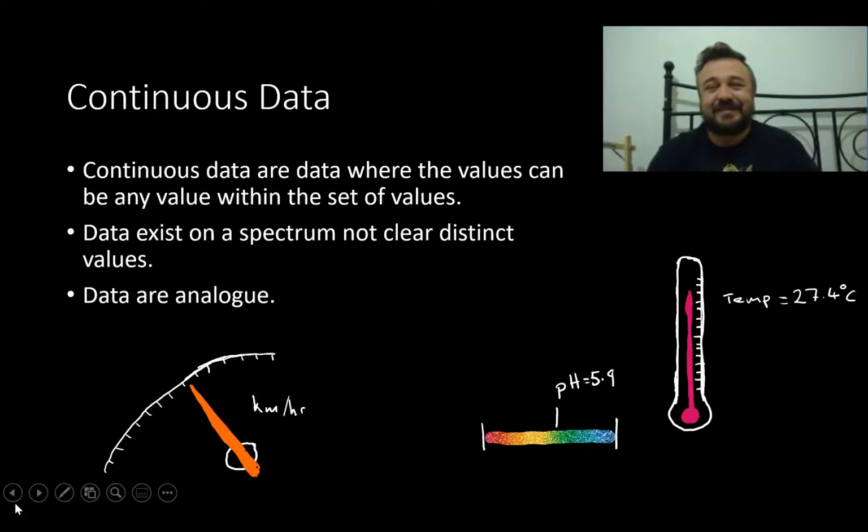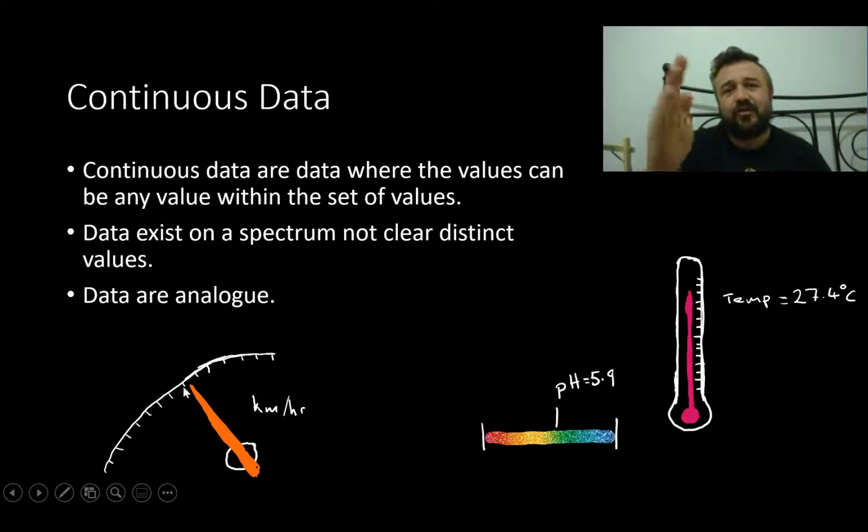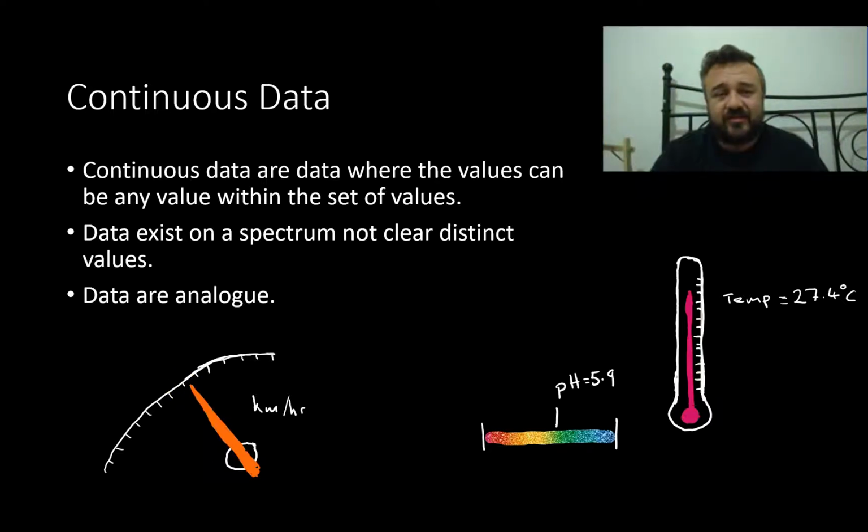So basically, continuous data can be anywhere on a spectrum, right? They're like 1, 2, 3, 4, but you can also be 1.1, 1.2. And it's within that range. And when we say it's analog, what we mean is the needle here for kilometers per hour can be anywhere within that range. It's not either an on or an off thing the way a digital thing is.